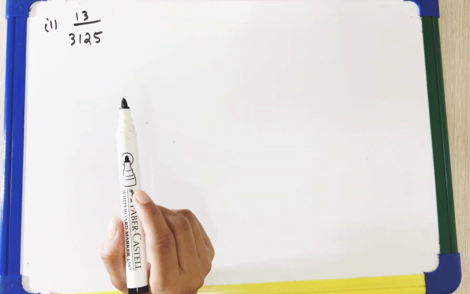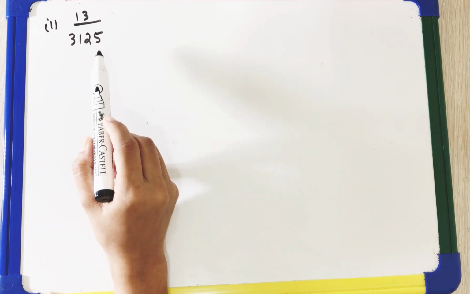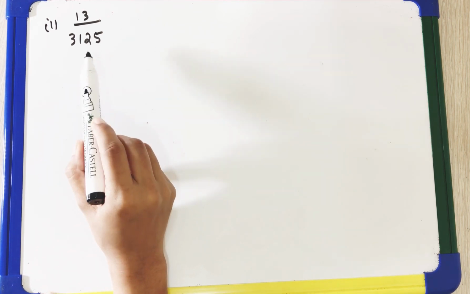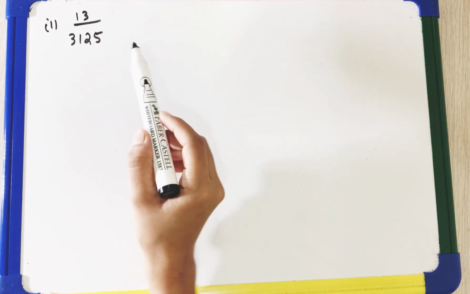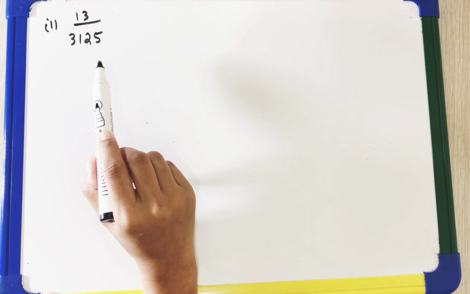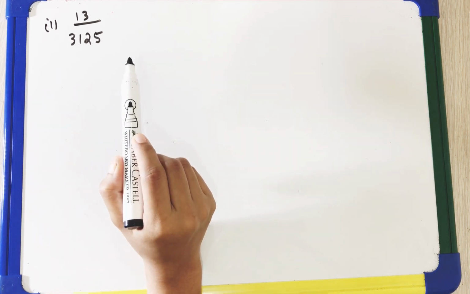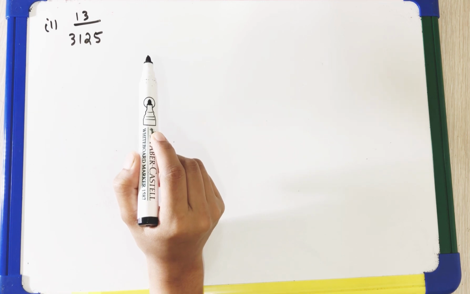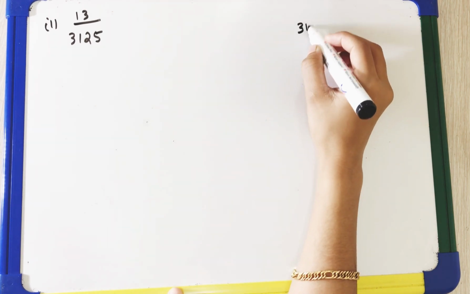By theorem, we know that if the denominator is of the form 2 raised to m into 5 raised to n, then it has a terminating decimal expansion, and if it is not of the form 2 raised to m into 5 raised to n, then it has a non-terminating repeating decimal expansion. We can see the prime factorization of 3125.